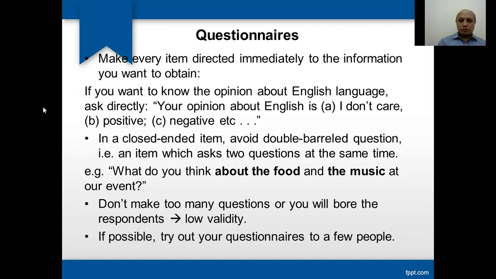So, for example, if you want to know the opinion about the English language, you have to ask directly. Your opinion about English is A, I don't care, B, positive, C, negative, etc. So this is a direct question right to the issue.